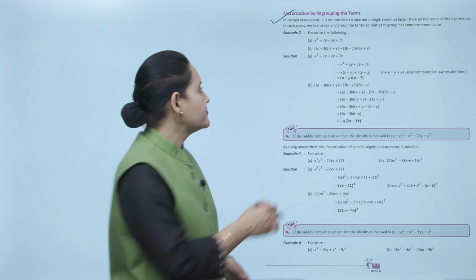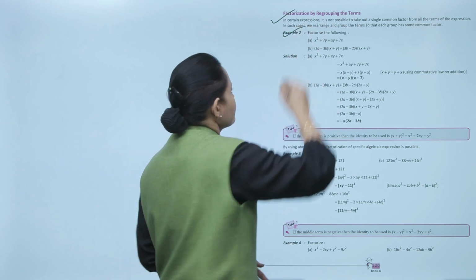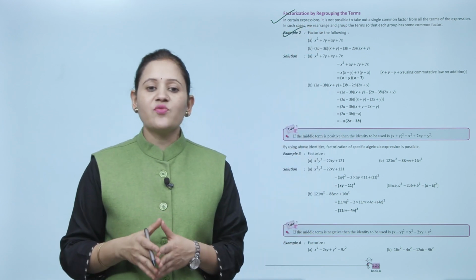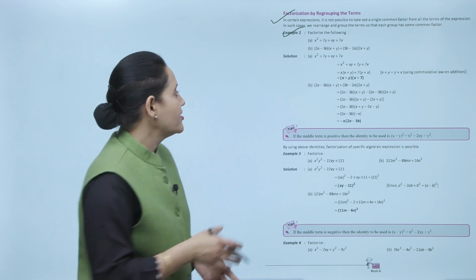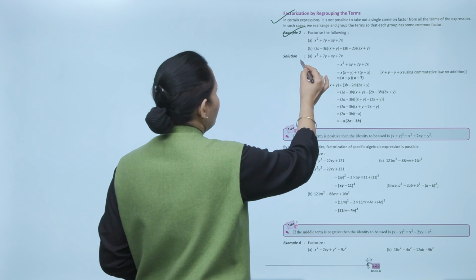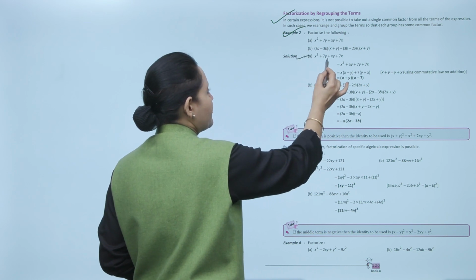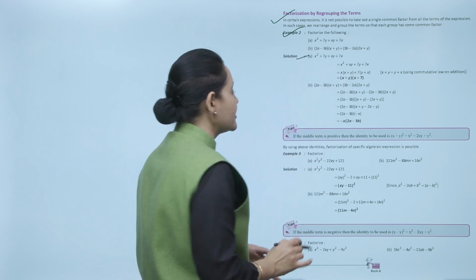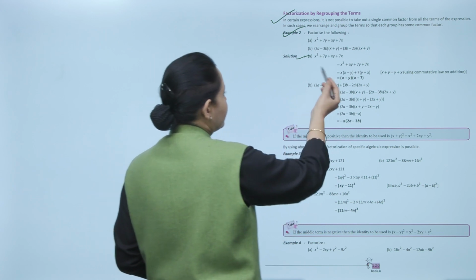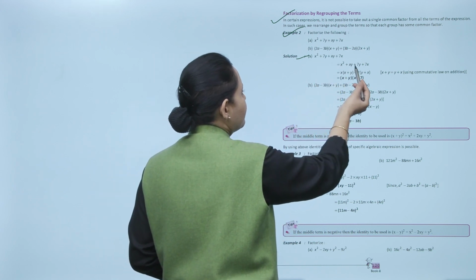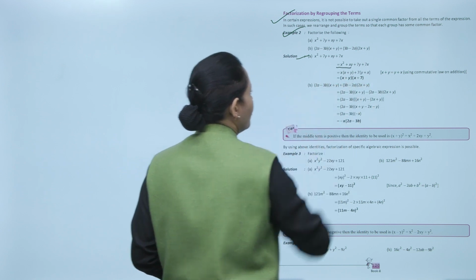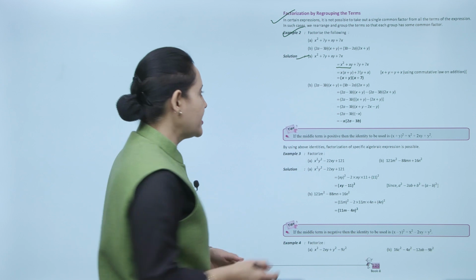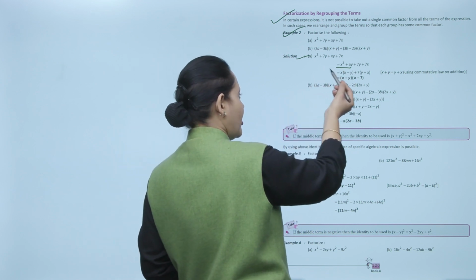Factorize the following: x square plus 7y plus xy plus 7x. So, now what is the solution? x square plus 7y plus xy plus 7x. So, we will write it like this: x square then xy plus 7y plus 7x. Now, in these two, what is the common factor? That is x. So, we'll take it out.